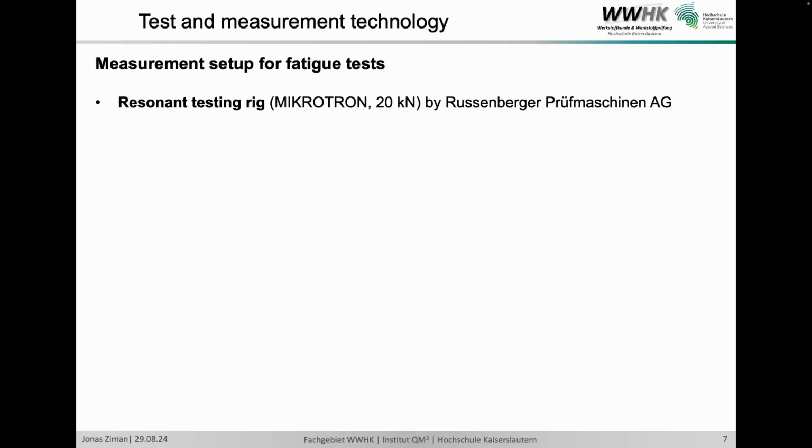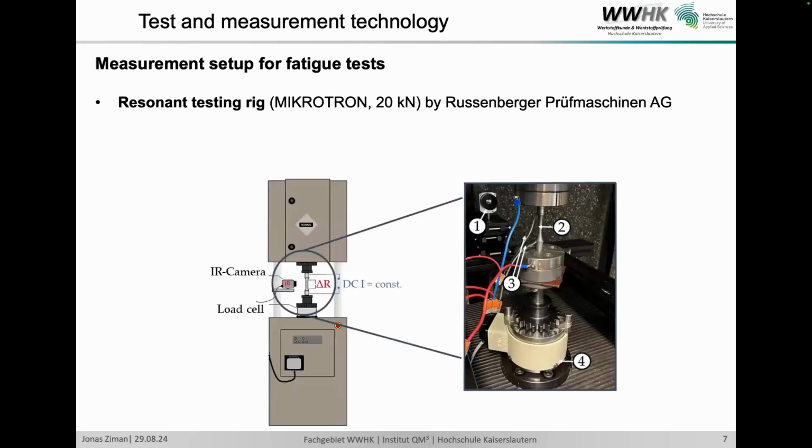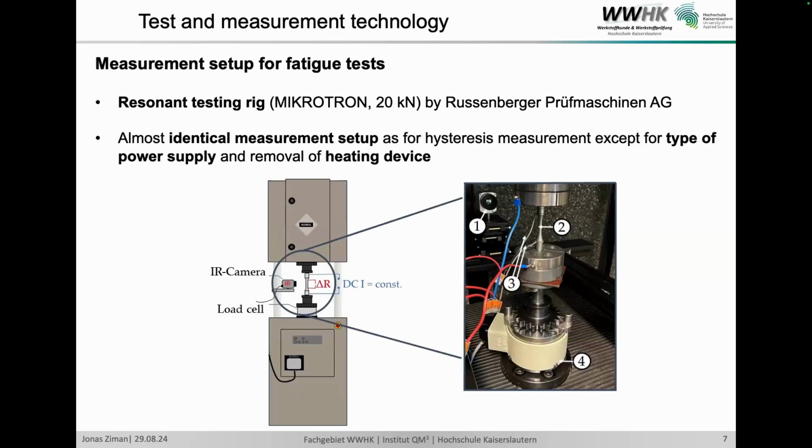The measurement setup for the fatigue test is as the following. We're using a resonant testing rig type Microtron by the company Rosenberger Prüfmaschinen AG, which is also advertised in the lobby, I can say. You can see it here, and it's usually an identical measurement setup as for the temperature resistance behavior measurement, except that we are doing the power supply directly by the clamping tools, because those electrodes would vibrate during the high frequency, and we remove the heating device.